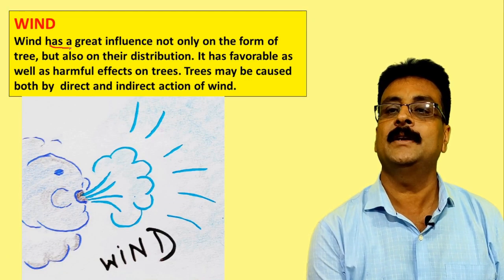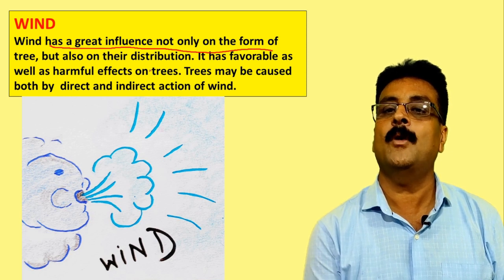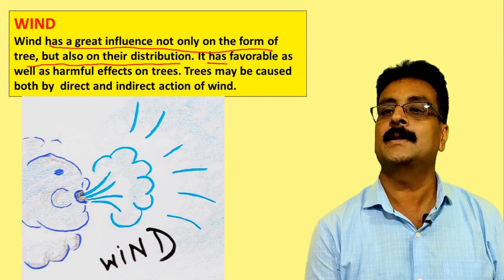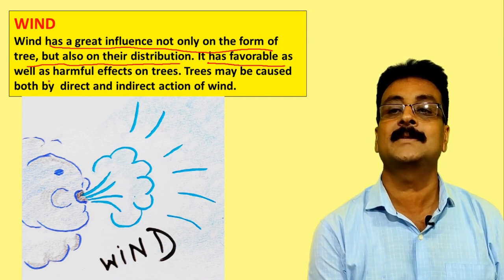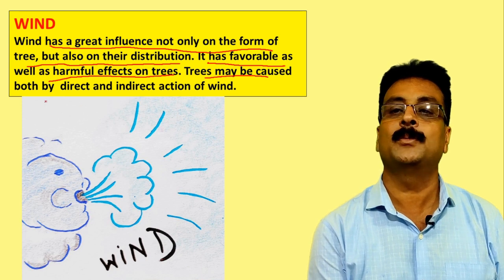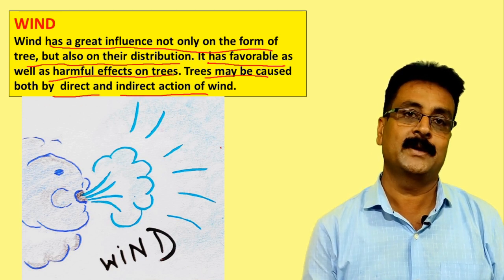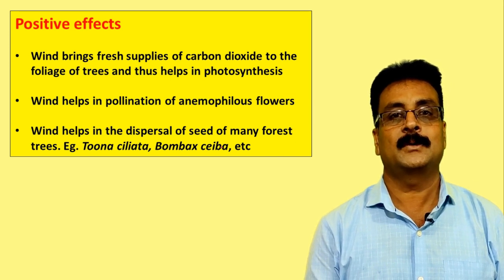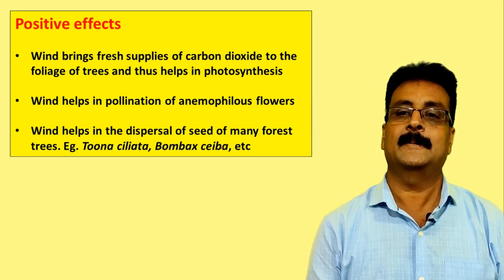Wind has a great influence not only on the form of the trees but also on their distribution. It has a favorable as well as a harmful effect on trees. The effects may be caused by both direct and indirect action of the wind. So how does the wind affect them? Let's look at the positive effects first, then we'll go for the negative effects.